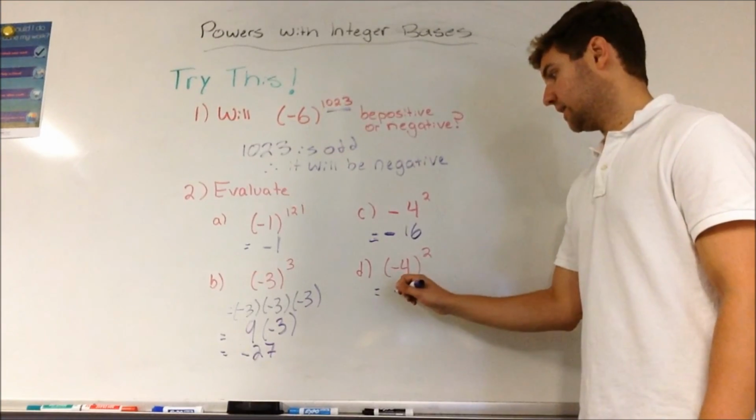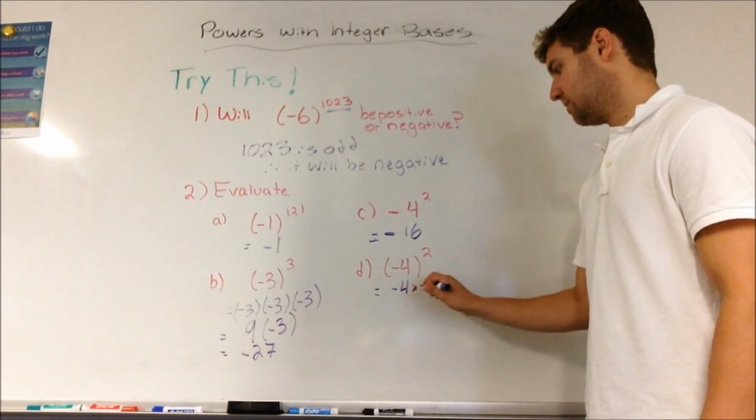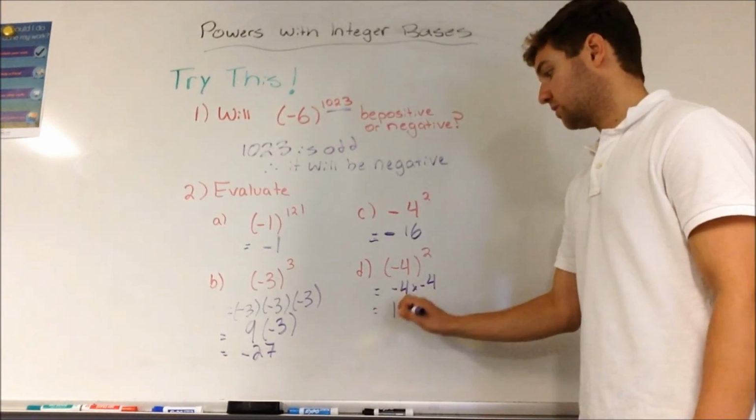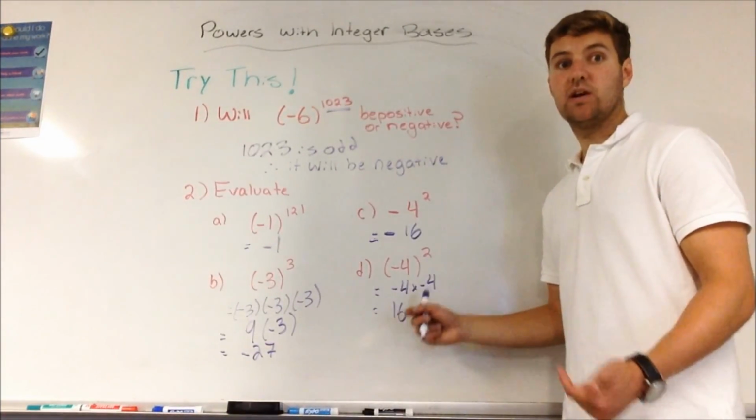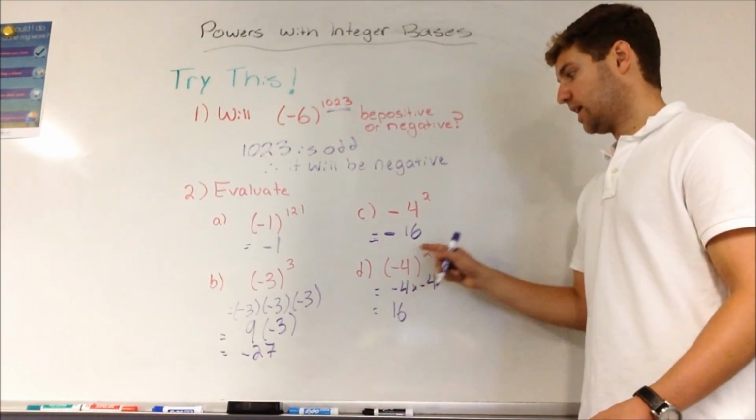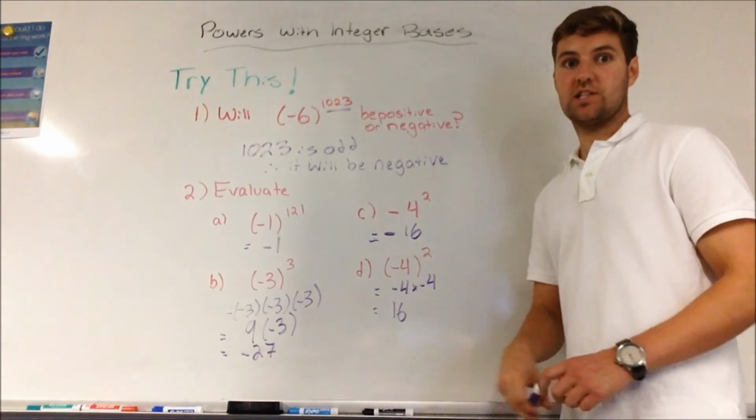Whereas this one means negative 4 times negative 4, whereas 4 times 4 is still 16. A negative times a negative is a positive, so it will be positive 16. Because here the negative is being squared, here it wasn't because it's not in the brackets.